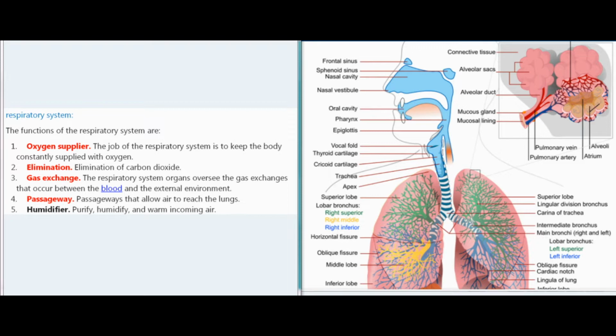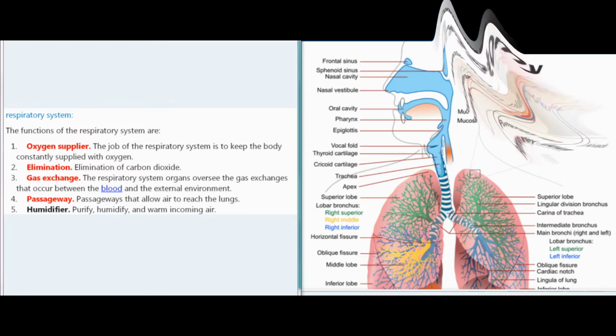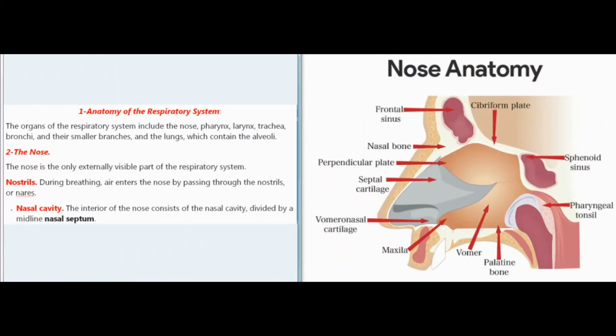Passageway. Passageways that allow air to reach the lungs. Humidifier. Purify, humidify, and warm incoming air. 1. Anatomy of the respiratory system. The organs of the respiratory system include the nose, pharynx, larynx, trachea, bronchi, and their smaller branches, and the lungs, which contain the alveoli.